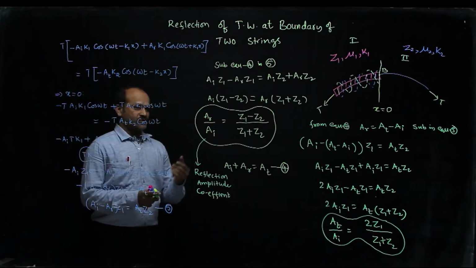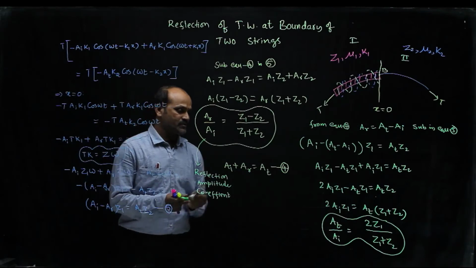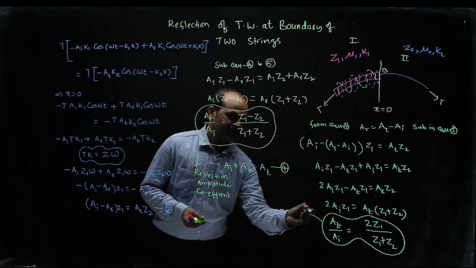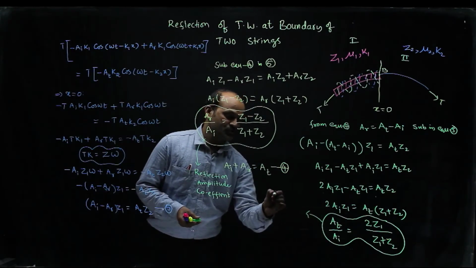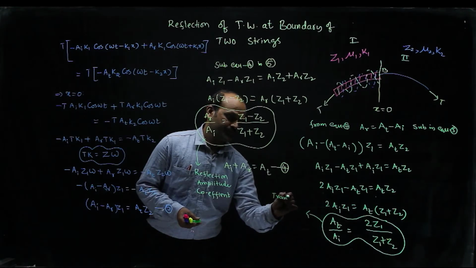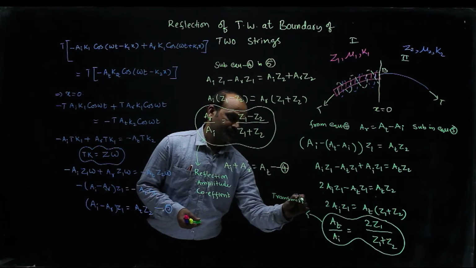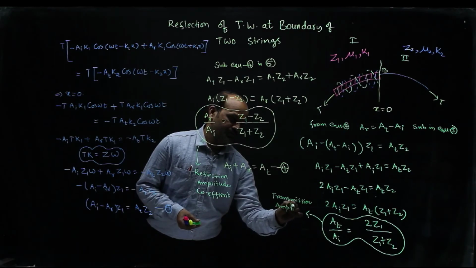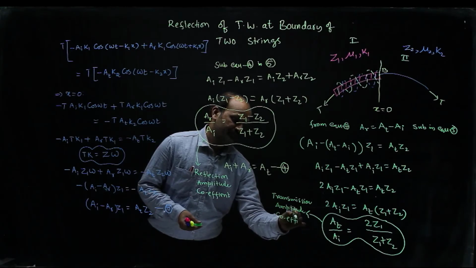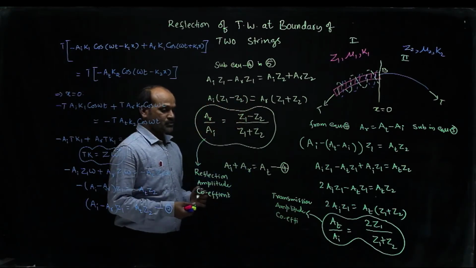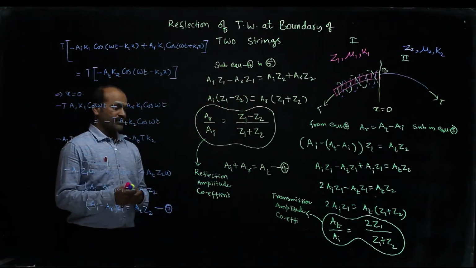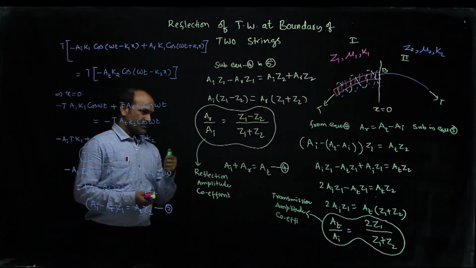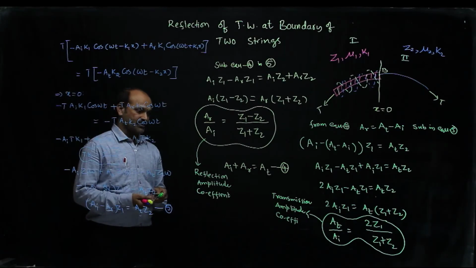So, see the equation At by Ai: this ratio is called the transmission amplitude coefficient. Okay. Now, let us discuss a few cases over here.